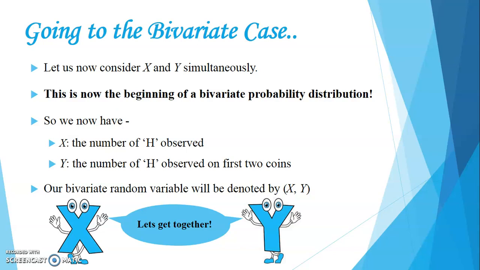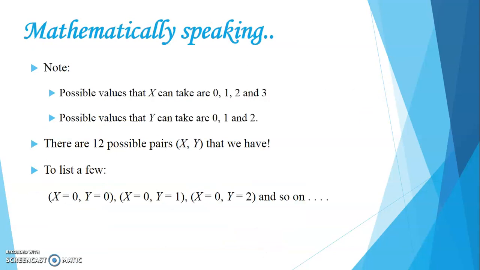So when we speak about a bivariate random variable, like we have discussed this in the case of linear regression, we will be denoting this variable by x comma y written in round brackets. So whenever you see this kind of a notation x comma y, it always means it is a bivariate random variable. So now x can take values 0, 1, 2, 3 as usual. Y can take values 0, 1 and 2. So we need to find out how many pairs of x and y we can find and what they are.